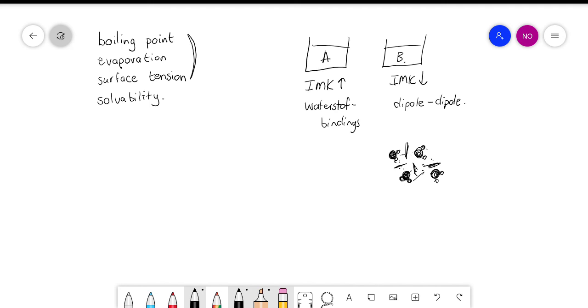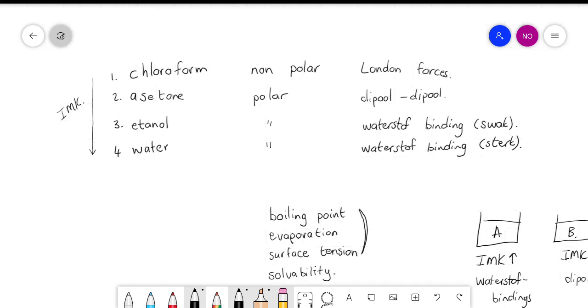Okay, so now back to my list. Which one of those will have the lowest boiling point? Chloroform. And then acetone. And then ethanol. And then water.